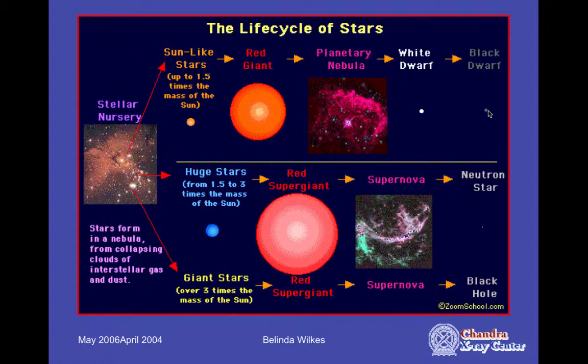a black dwarf. Now there is some percentage of material in these stars, or some percentage of these stars that have masses much, much bigger than the sun, 1.5 to 3 times the mass of the sun.